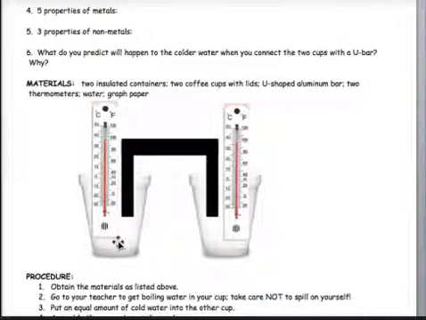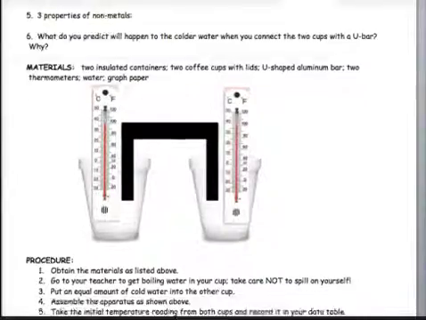So what we do is we put the hot water in one, cold water in the other. We put a thermometer in each cup, and then this black bar in the picture represents a metal bar, which again I'll show you in just a second here. And we're going to see how the transfer of energy or heat transfers from one cup to the next.